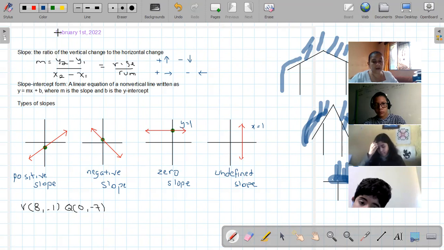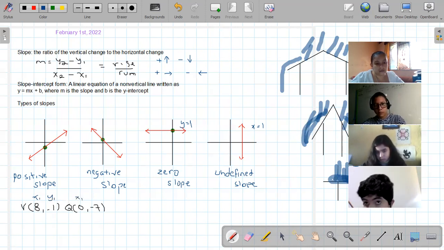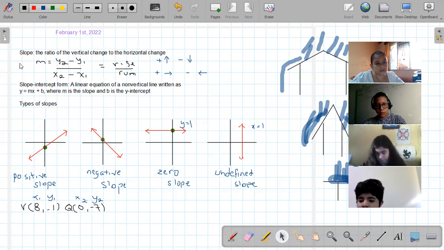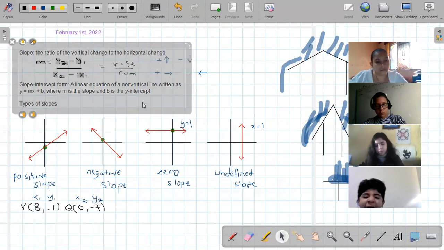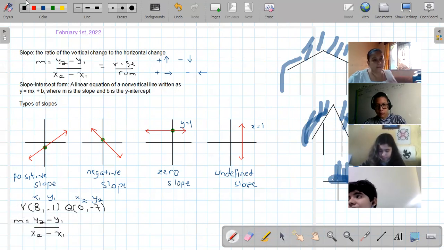Okay, so the first thing you need to do is decide whether point V or point Q is x1, y1. In the end, it won't matter, because you're going to get exactly the same answer. So just to keep an order, I will say that V is going to be x1, y1 and Q is going to be x2, y2. And what should I do now? I just need to substitute in my formula. So I'm going to copy my formula, this one.